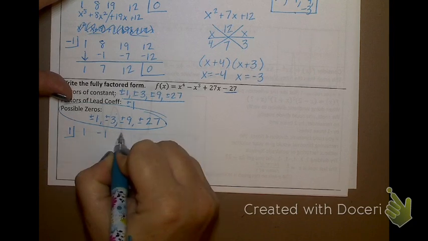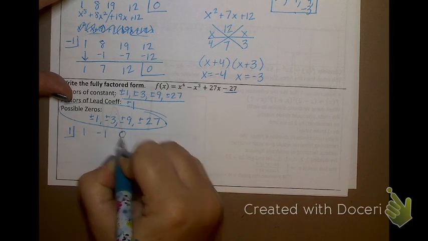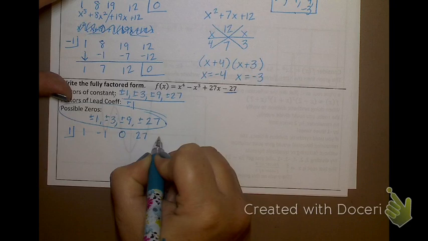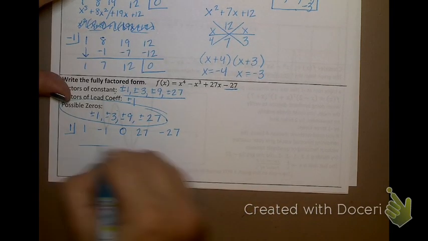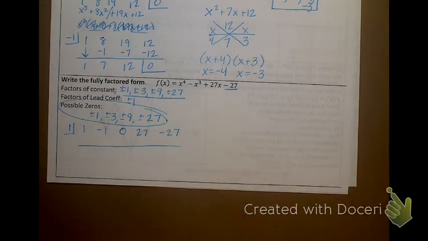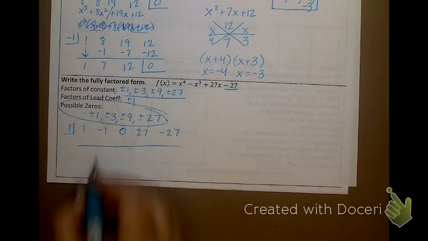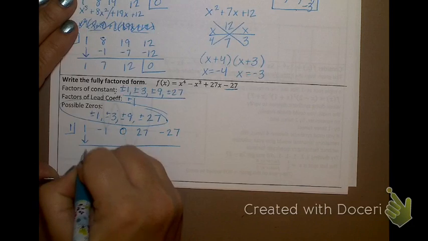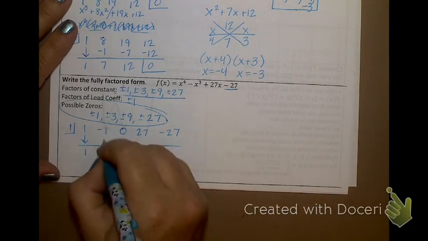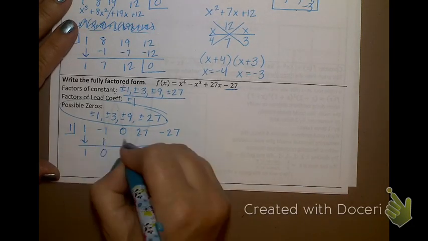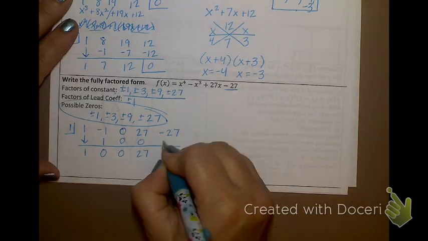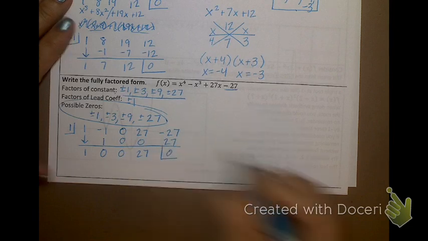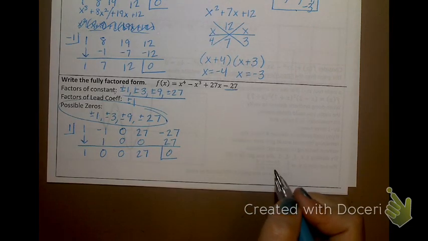Okay. What are my numbers across the top? 1, negative 1, 0, 27, negative 27. We have to remember those placeholders. And if you're going to make a mistake anywhere, it's going to be there. Let's bring down that 1. 1 times 1 is 1, 0, 0, 0, 0, 27, 27, 0. I got a lot of zeros there, but the most important one is that remainder is 0. So did I just find an answer?